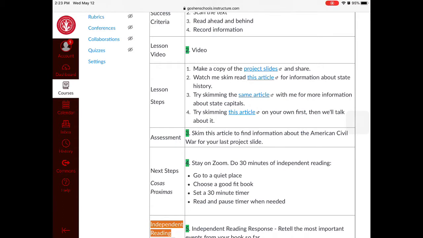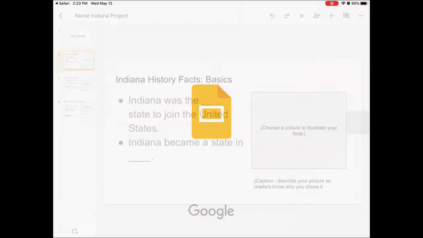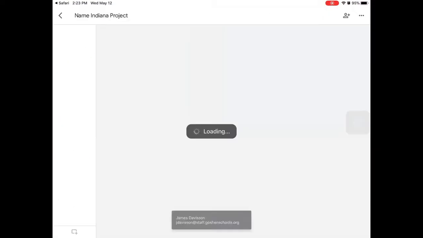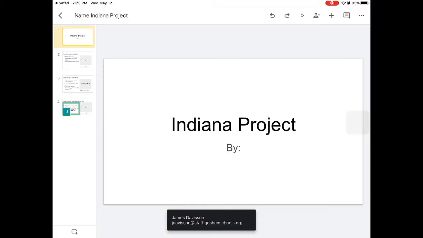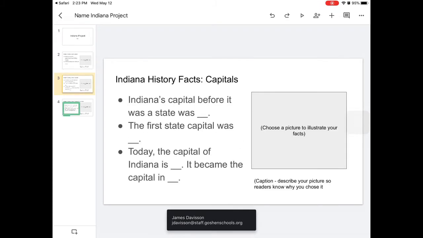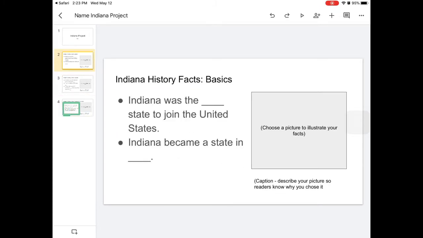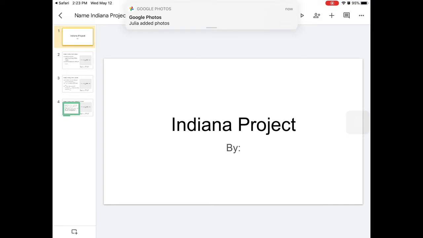We're going to start by making a copy of the project slides and sharing with our teacher. This looks a little bit on the boring side right now, I know, but it's going to get so much more colorful and interesting as you get a hold of it and get to enjoy making it your own project for others to see and to enjoy for yourself.